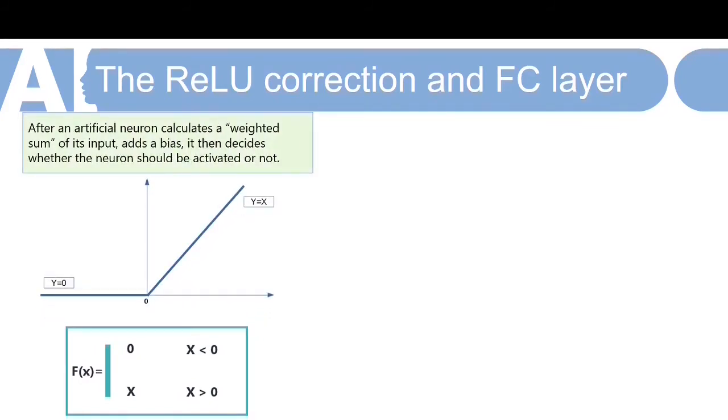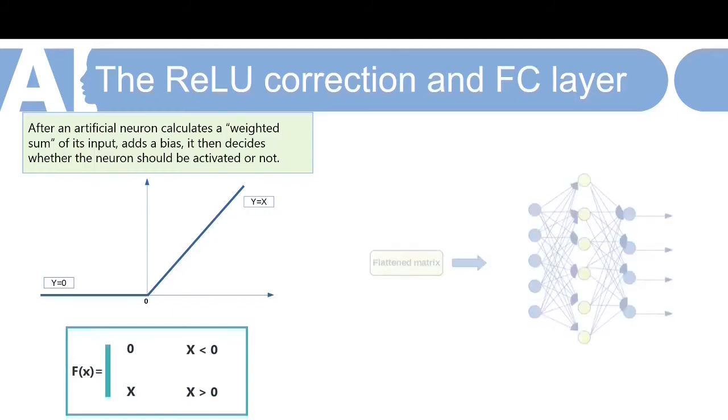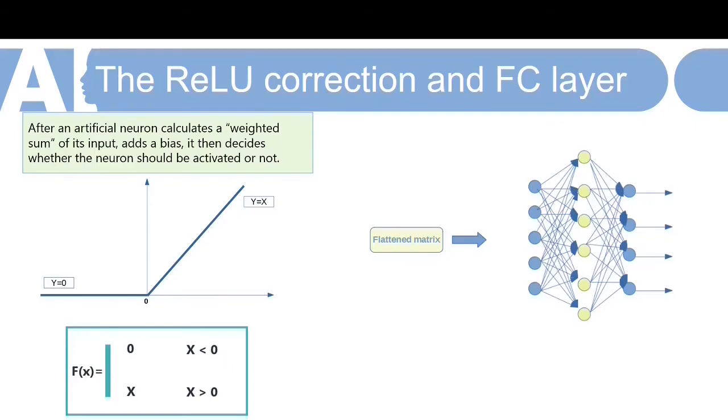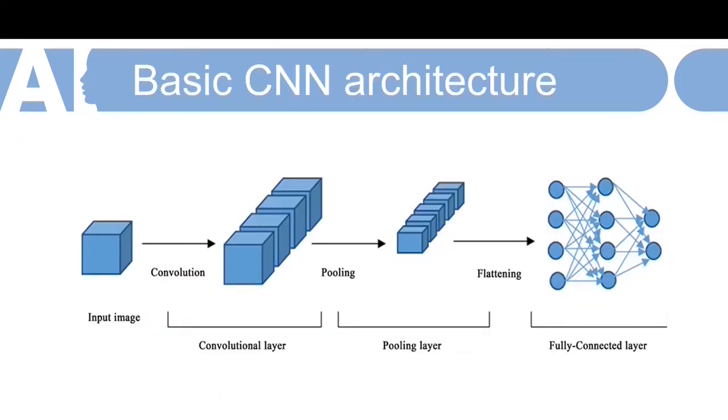In this layer, the downsampled images are normalized by the application of the ReLU activation function. This function forces neurons to return positive values. The output of the ReLU layer is flattened and fed to the classifier, which in turn returns a vector of size n, where n is the number of classes in our image classification problem. So here's a basic CNN architecture.